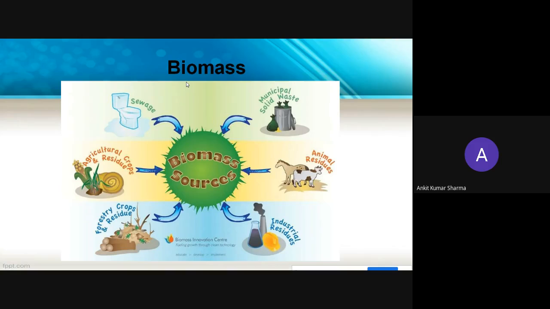Here you can see a pictorial view of the biomass sources. Sewage is responsible for biomass, and municipal solid waste is also included in the biomass sources, along with animal residues, cow dung. Agriculture crops and residues, such as rice husk, which when burned gives energy, that type of energy is biomass energy. Forestry crops and residues and industrial residues are also included in the biomass sources.